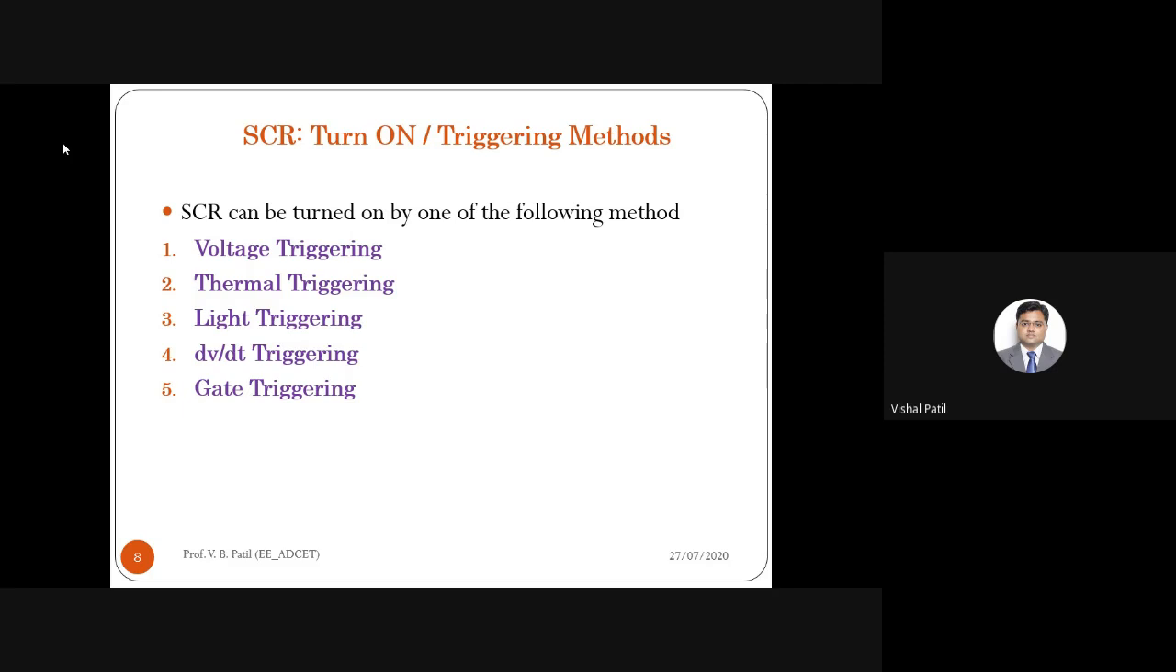Then ask: explain triggering methods for SCR. So these are the methods. There is a list of 5. Okay, voltage triggering, thermal triggering, light, dV/dt and gate triggering. आतापर्यंत जे आपण बघितलं, गेट टर्मिनल जिथं जिथं आलंय ते गेट ट्रिगरिंग आहे. And this is the sophisticated method to turn on the SCR, by which you can at least control the turn on process for SCR. Okay, so these are the triggering methods, and triggering methods are associated when SCR is turned on.